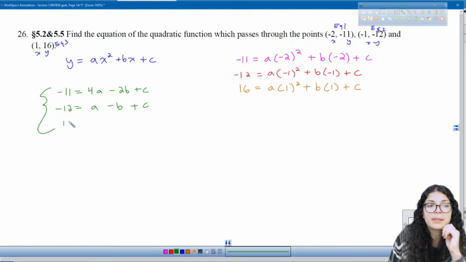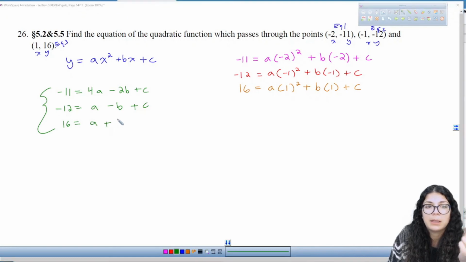And then the third one, 16 equals 1 squared is 1. A times 1 is A. B times 1 is B. And C, of course, is just C. Okay.